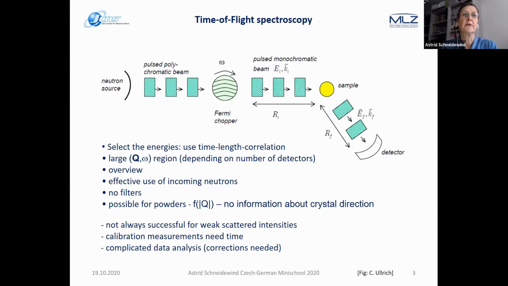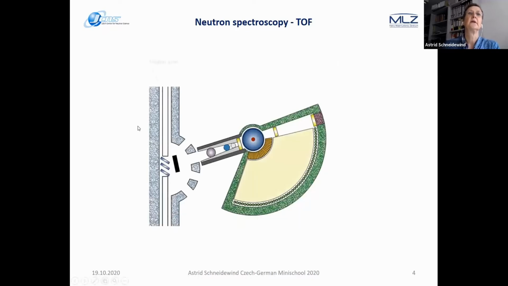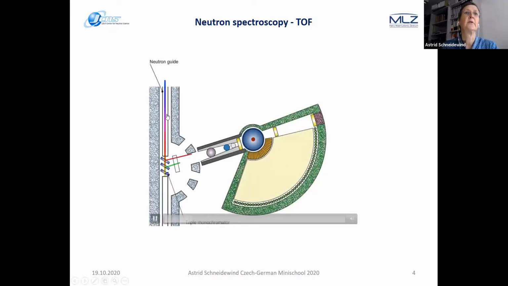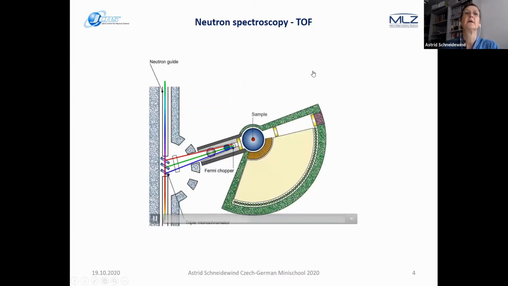And you have a quite complicated data analysis, and sometimes you need several corrections to get from your data what you want to know. I have here the sketch provided by ILL for the instrument IN6 to make it better understandable. You have a polychromatic beam here. You have 3 monochromators. The neutrons go onto the so-called Fermi chopper, and you see that a short bunch of neutrons goes through.